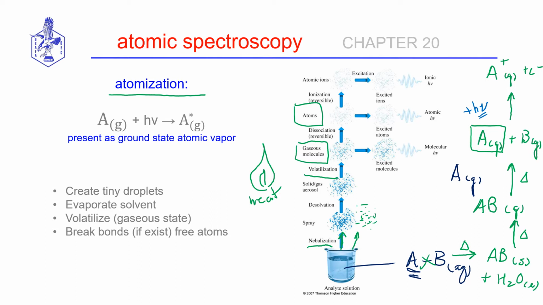So this is the process of atomization. And once again, it is the reason that we must either have a flame or a furnace or a plasma to get our analyte species of interest into this appropriate form.